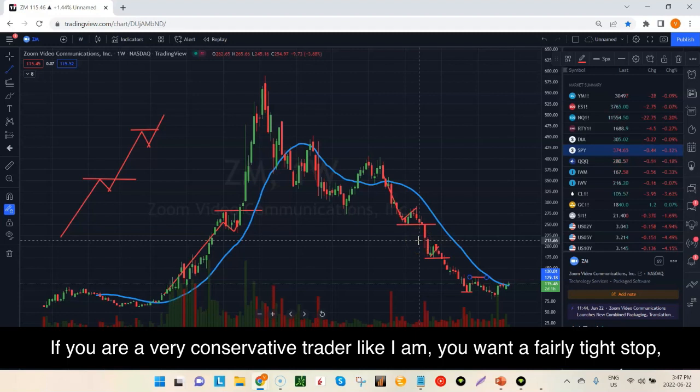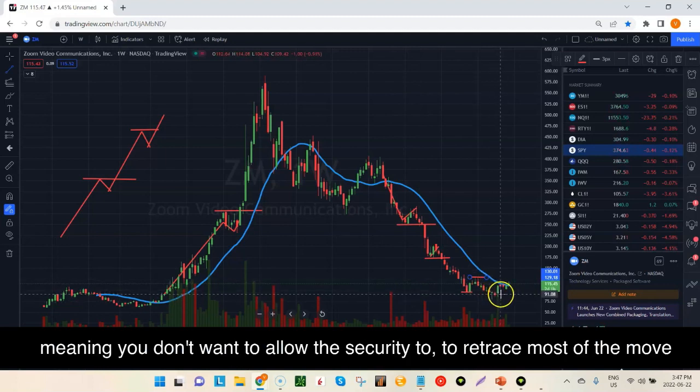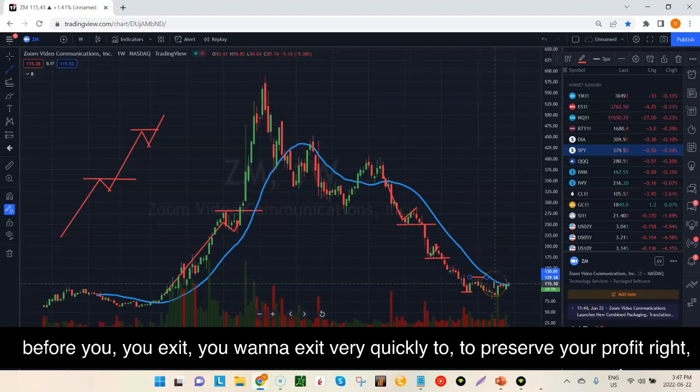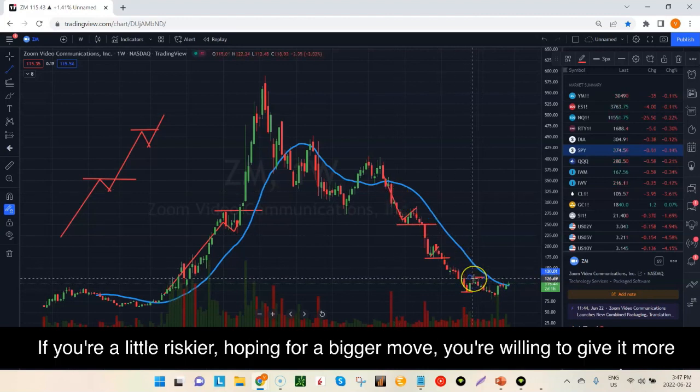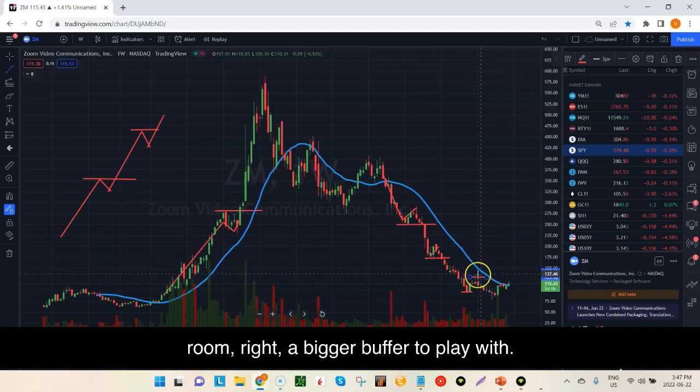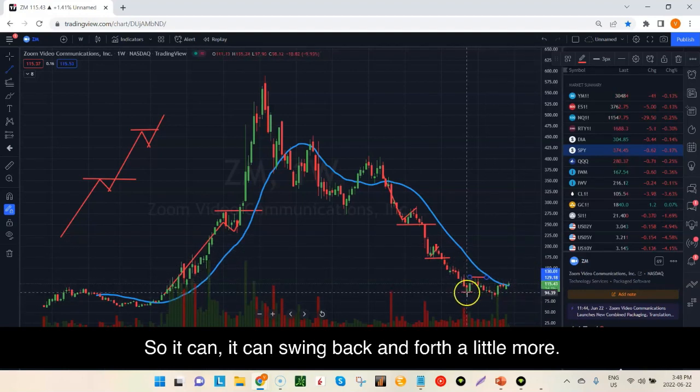If you are a very conservative trader like I am, you want a fairly tight stop, meaning you don't want to allow the security to retrace most of the move before you exit. You want to exit very quickly to preserve your profit, to hold on to your profit. If you're a little riskier, hoping for a bigger move, you're willing to give it more room, a bigger buffer to play with, so it can swing back and forth a little more.